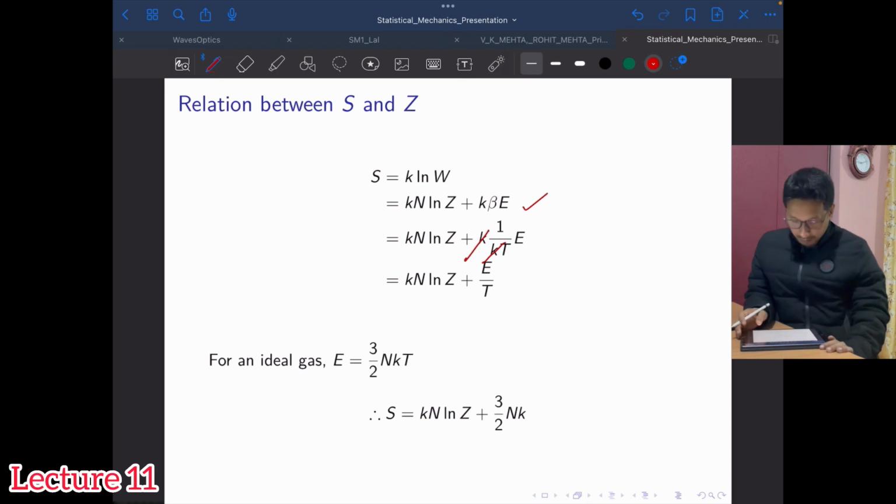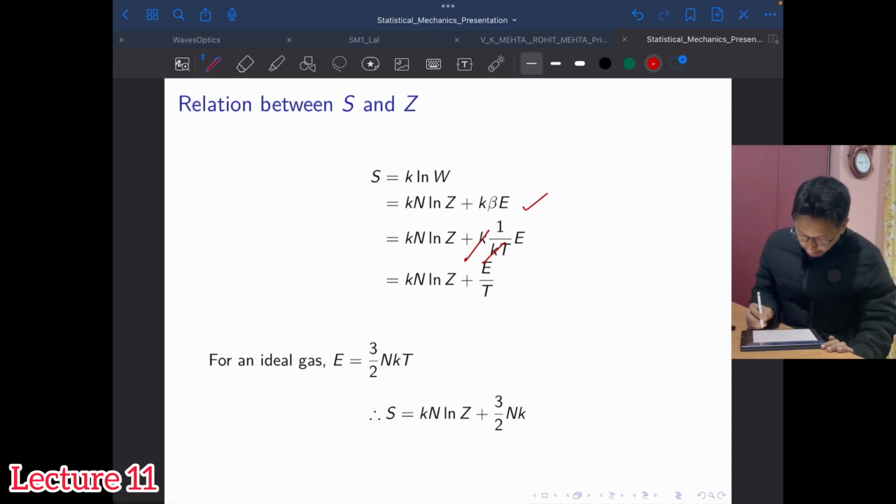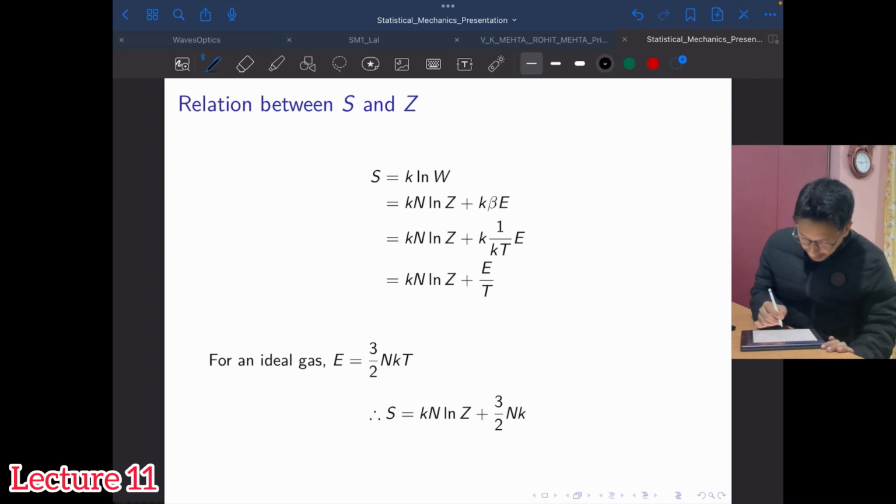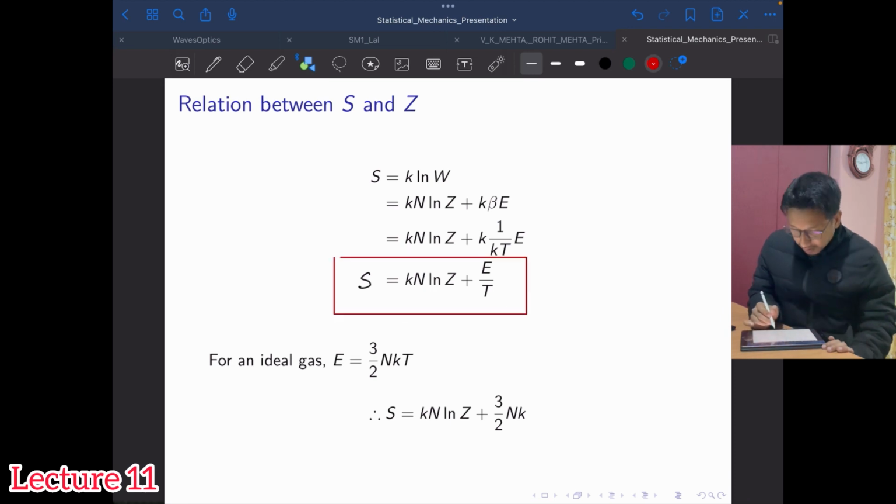Okay, so this is the expression for the entropy. This is a relation which shows the connection between the entropy of the system and the partition function. It also has the total energy and temperature associated with it. So this expression includes these terms.